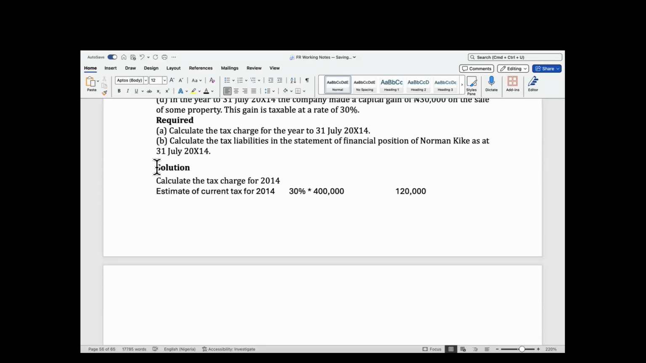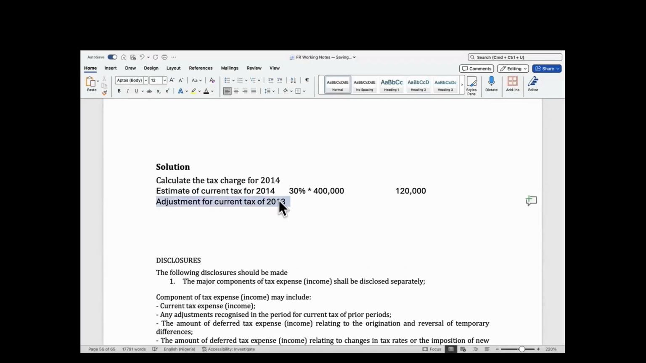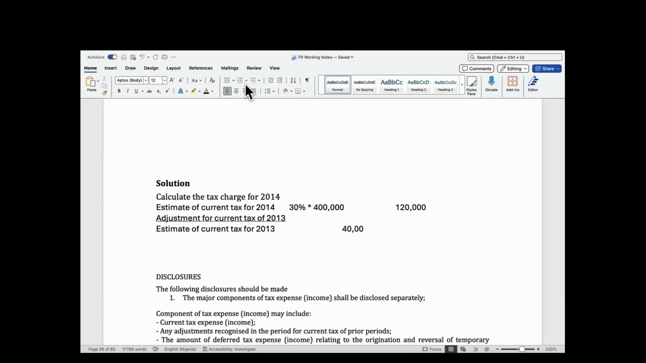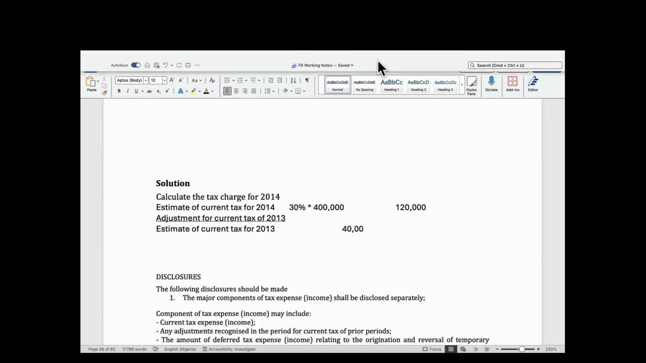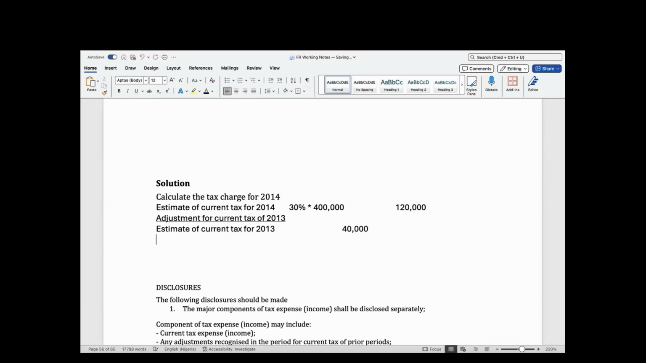Then let me bring in my adjustment for current tax of 2013. The estimate of current tax for 2013 was how much? It was 40,000. Sorry. So as I was saying, the estimate of current tax for 2013 was 40,000.